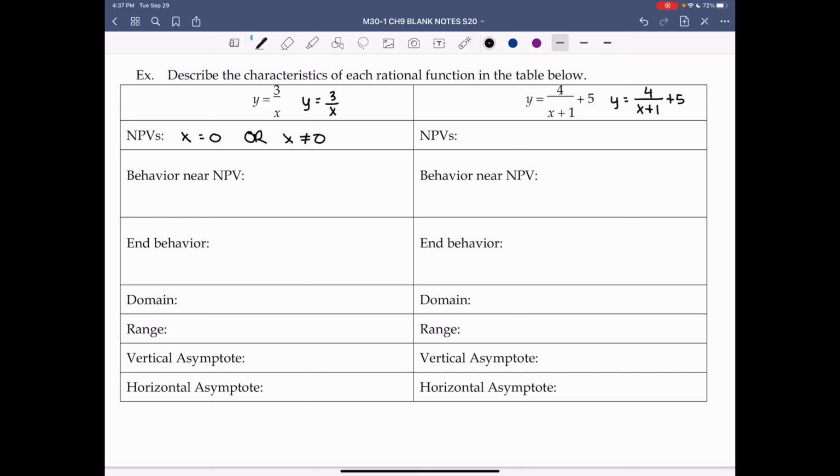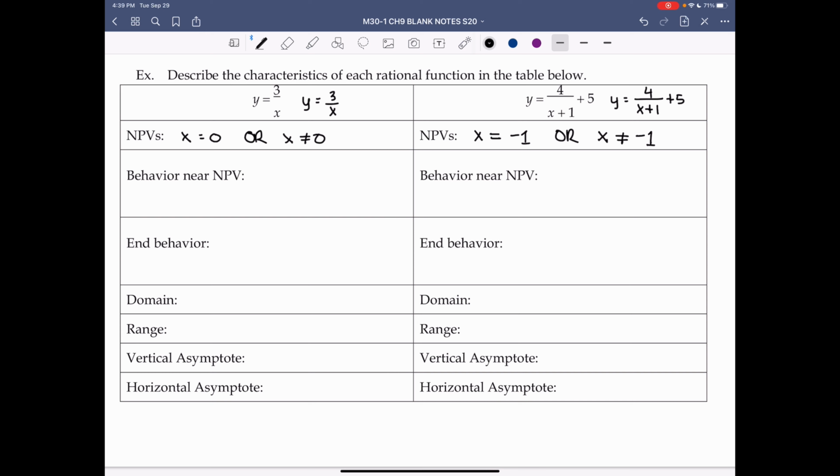Non-permissible values for the next one: x plus 1 cannot equal 0. So x cannot equal -1, or x equals -1 is our non-permissible value, either one. Let's skip the next two for a second. Let's drop down to our vertical and horizontal asymptotes.